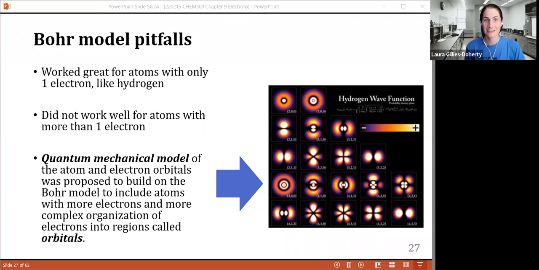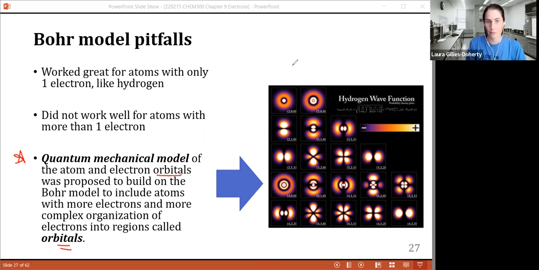And so scientists weren't done with understanding the nature of electrons after Bohr's model. It was a huge step to think about electrons existing in these quantized energy levels, but it wasn't quite as simple as Bohr proposed. The levels weren't just orbits around the atom that electrons would jump from one to the other, and that's all they did. And so it led to the development of the quantum mechanical model. This model proposes the use of orbitals instead of orbits to build upon the Bohr model. So it allows for a more complex organization of electrons into regions that are now called orbitals.